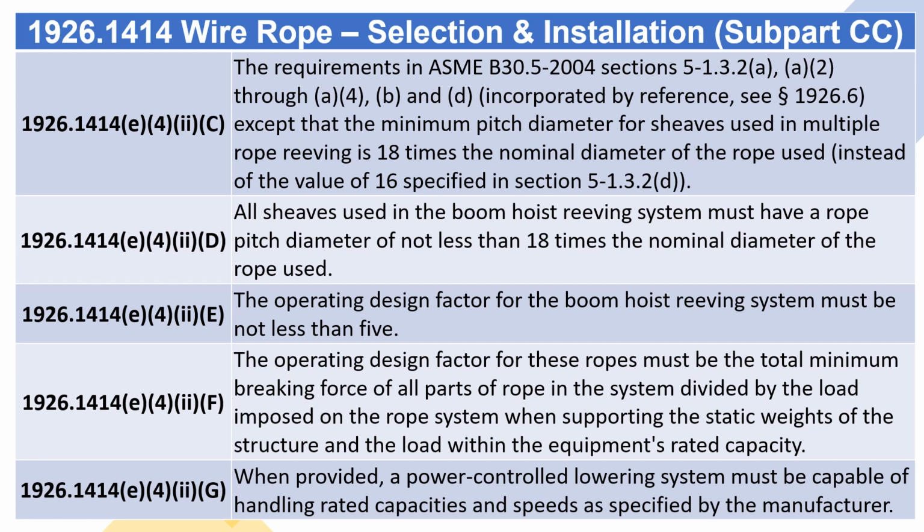All sheaves used in the boom hoist reeving system must have a rope pitch diameter of not less than 18 times the nominal diameter of the rope used. The operating design factor for the boom hoist reeving system must be not less than 5. The operating design factor for these ropes must be the total minimum breaking force of all parts of rope in the system divided by the load imposed on the rope system when supporting the static weights of the structure and the load within the equipment's rated capacity. When provided, a power-controlled lowering system must be capable of handling rated capacities and speeds as specified by the manufacturer.